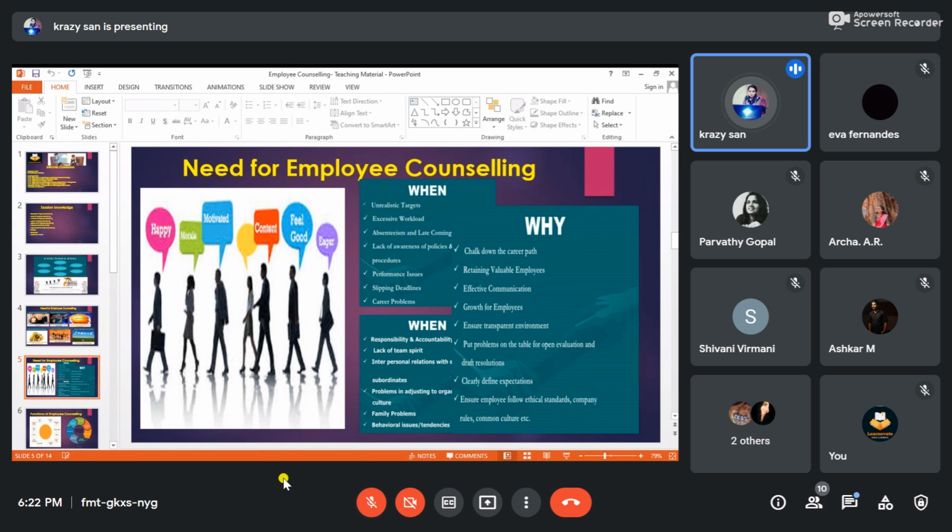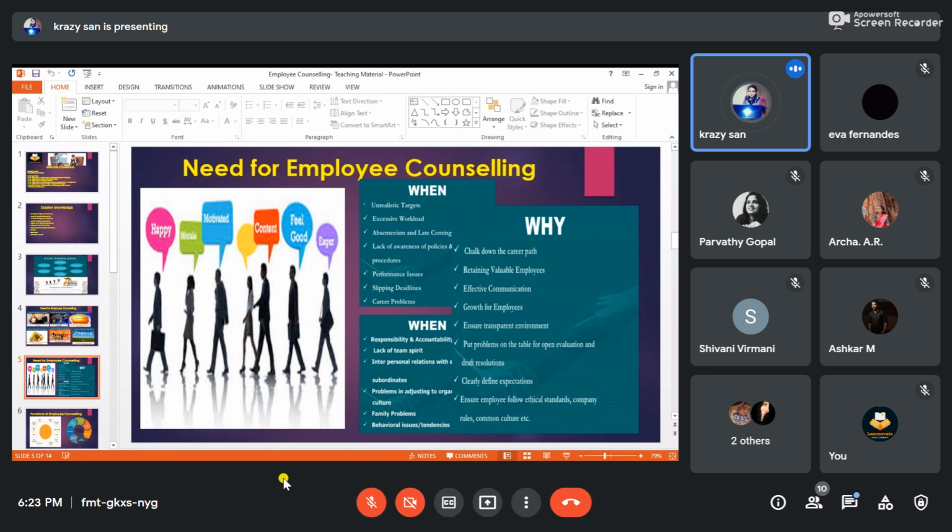So now, if that is there, then why chop down the career path? To retain valuable employees, why should an employer provide time-to-time counseling? The answers are in certain points over here.